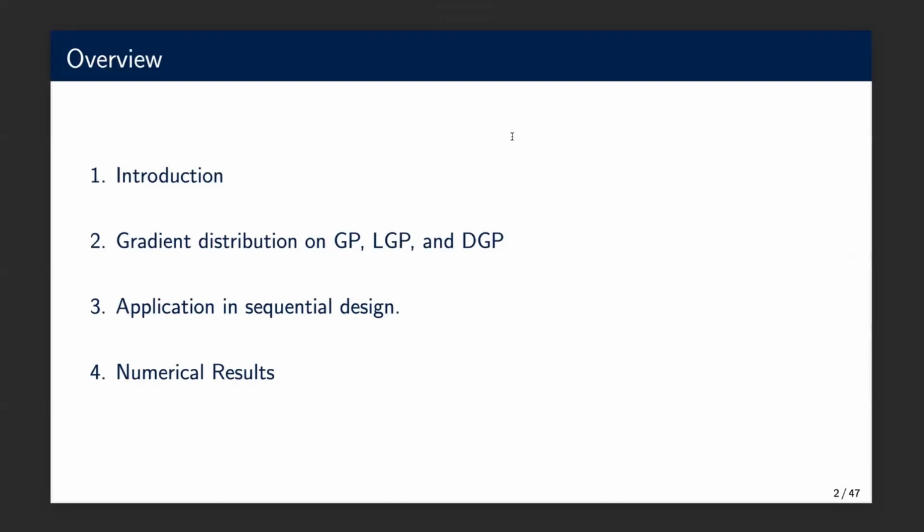So I will firstly give a motivation and some introduction about the problem, and then I will briefly discuss how we could derive the distribution of the gradient of a GP, linked GP, and the deep Gaussian process, and then I will go through our newly proposed method in sequential design and show some numerical results.